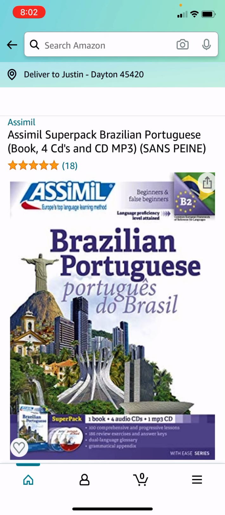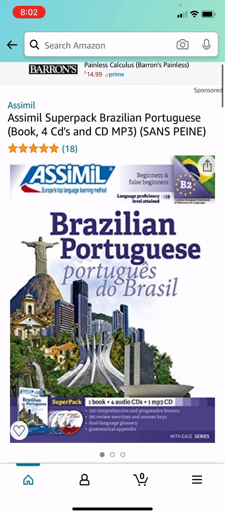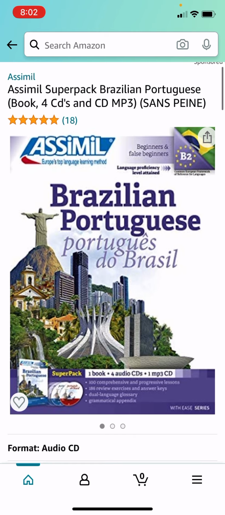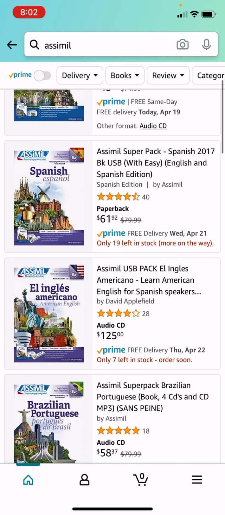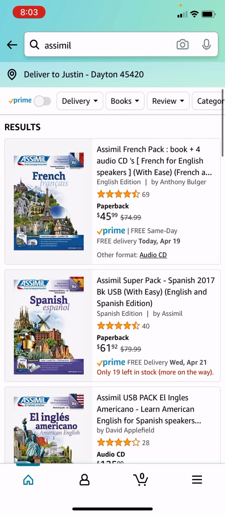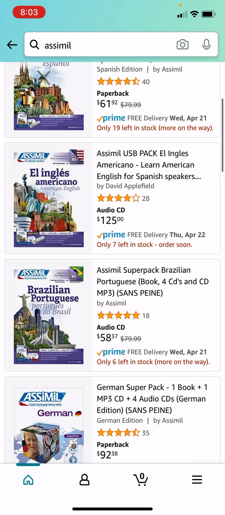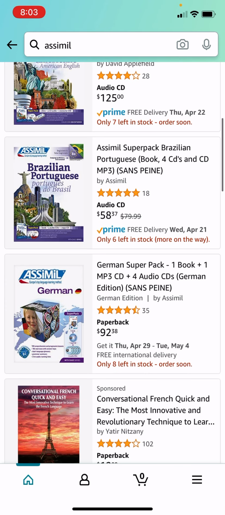Do you get the book as well? Because this one says CDs. Assimil Super Pack. Brazilian Portuguese book, 4 CDs. So excellent. It's a little bit more expensive than both the Spanish and the French. No, actually, it's close to the same price. A little less expensive, actually, than the Spanish.